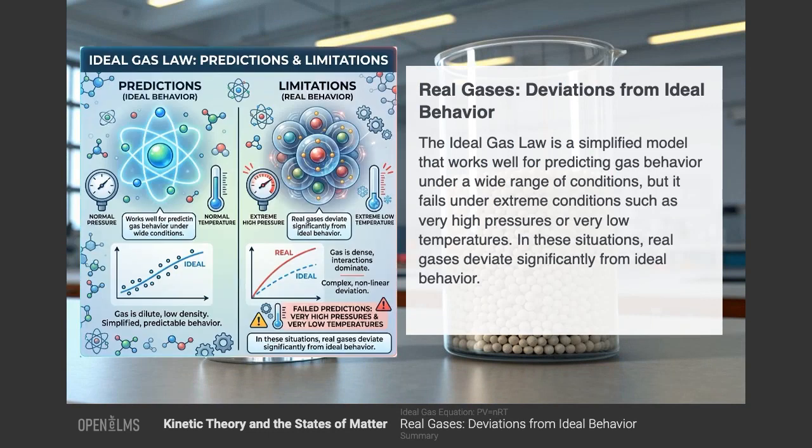Real gases, deviations from ideal behavior. The ideal gas law is a simplified model that works well for predicting gas behavior under a wide range of conditions, but it fails under extreme conditions such as very high pressures or very low temperatures. In these situations, real gases deviate significantly from ideal behavior.